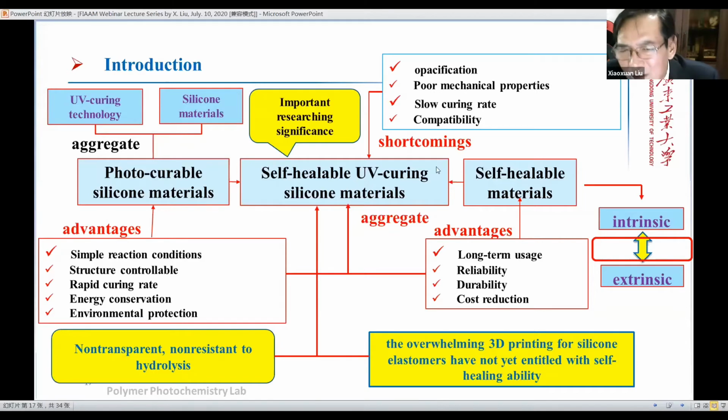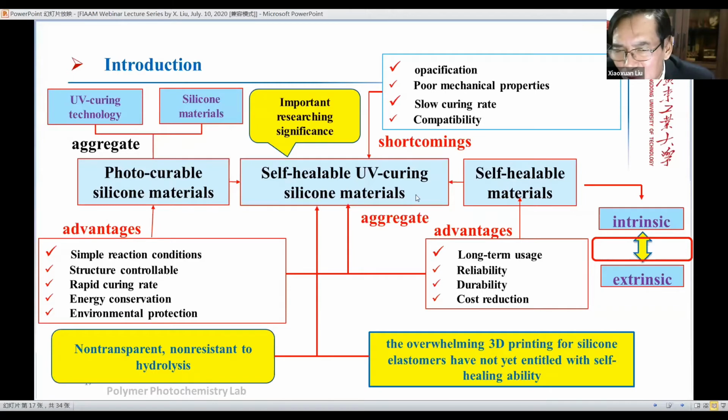Traditional silicone materials have many shortcomings: opacity, poor mechanical properties and slow cure rates. So we studied UV curing kinetics of the silicones.